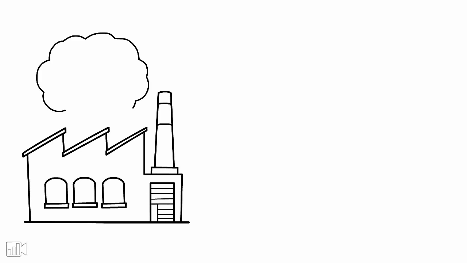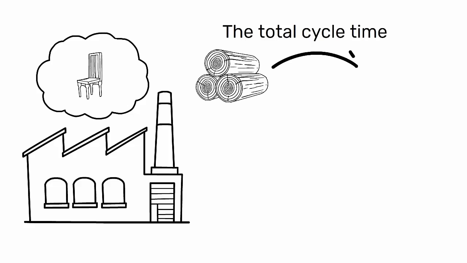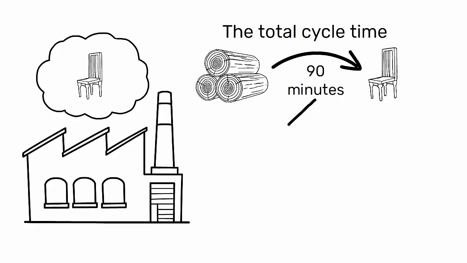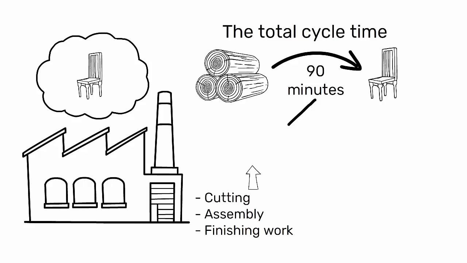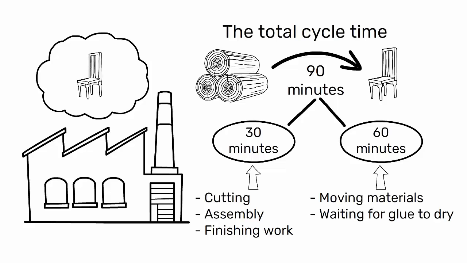Let's consider an example. A furniture manufacturer has a process for producing wooden chairs. The total cycle time from raw lumber to finished chair is 90 minutes. Breaking down the process, we find that the actual cutting, assembly, and finishing work, the value-added activities, take 30 minutes. The remaining 60 minutes are spent on moving materials between workstations, waiting for glue to dry, and inspecting the chairs.